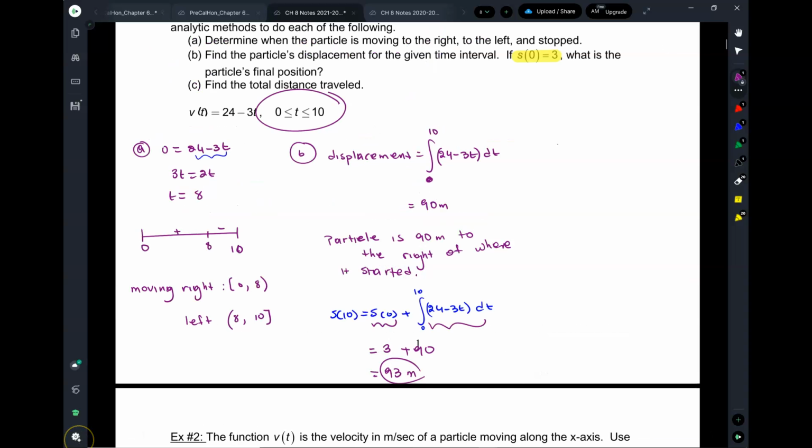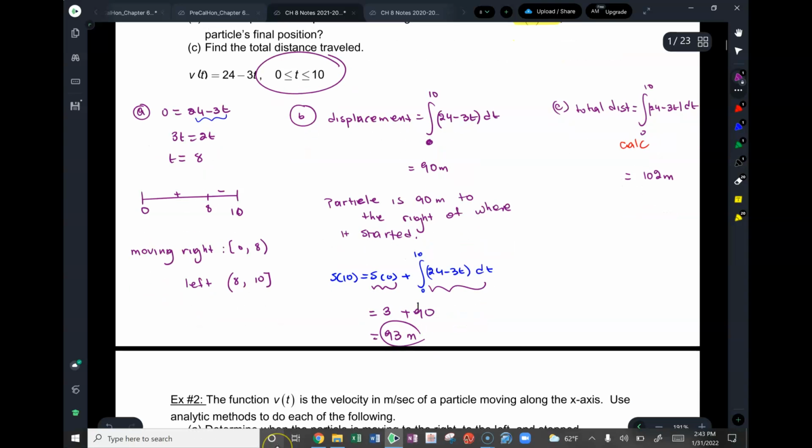And for C, to find the total distance, we're going to do the integral of the absolute value of this dt from 0 to 10. Okay, and you can plug it into your calculator, and then you get that this is equal to 102 meters, right? So that's not something we have to do by hand? No, you can just plug all these into your calculator.